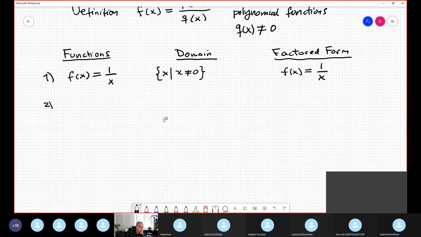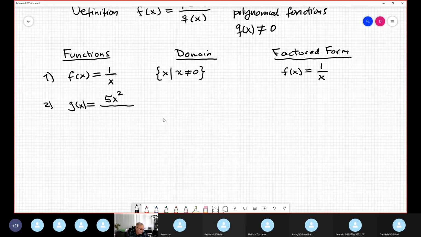Number two is a function g, a rational function. We are now discussing an example of a rational function. In the top, we have a monomial expression of degree 2. And in the bottom, we have a trinomial, degree 2 again. Okay. What about the domain?